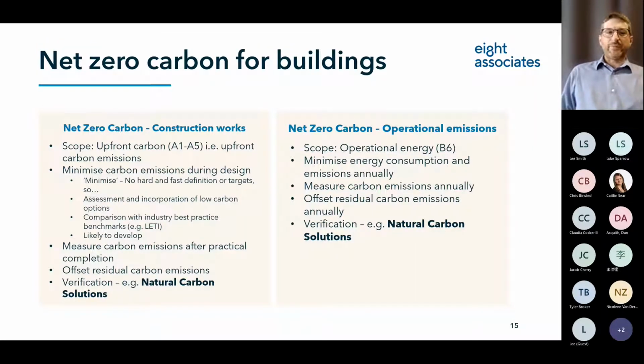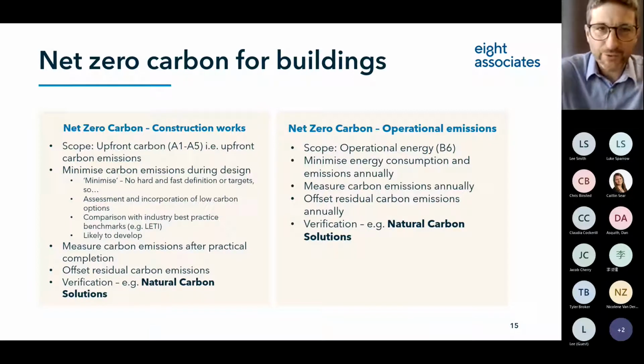So net zero carbon for buildings. There's two elements for net zero carbon in buildings. The first part is net zero carbon construction. So this is for all construction works. It's effectively the embodied part, as I've described. Then you've got net zero carbon operational, and the two things, they obviously are related. Building performance, they're related things, but for net zero carbon, they're typically done separately.